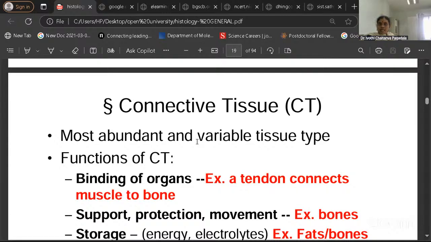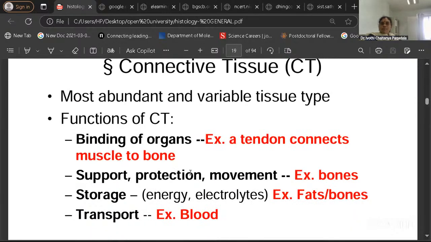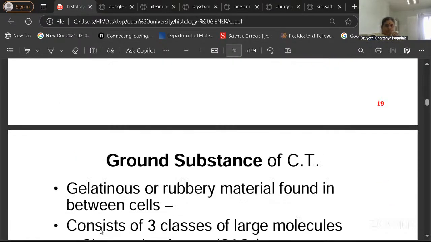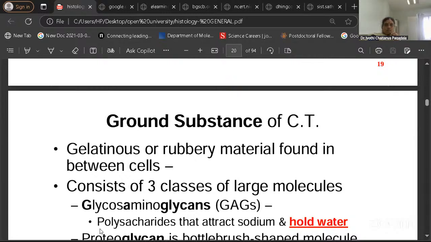The function of connective tissue, as the name itself indicates, is that it connects the body. It binds organs, for example, a tendon connects muscle to bone. It also provides support, protection, and movement, for example, bones. It stores fats and transports, for example, blood. The ground substance of connective tissue is a gelatinous or rubbery material found in between the cells.